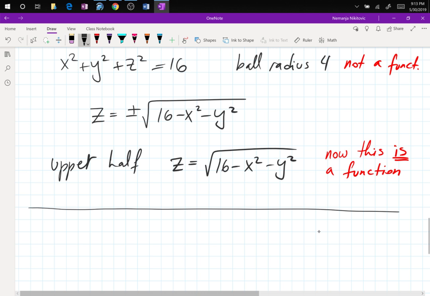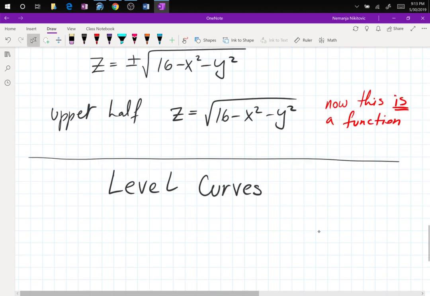The next concept that we study is level curves. Level curves.